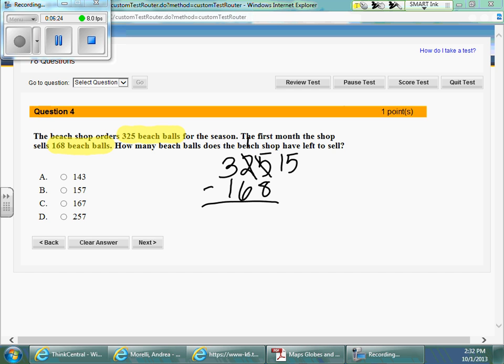Christian? 7. Okay, now we move to the tens column. 1 minus 6. Is there more on the top or more on the floor? Right, so we're going to take from the hundreds column now.